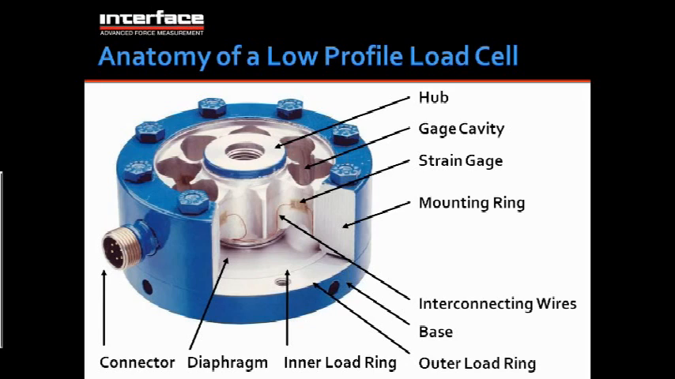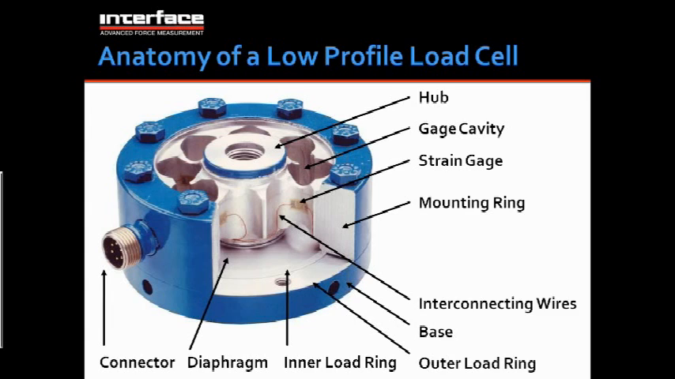Now let's talk a little bit about the anatomy of a low-profile load cell. In the center, we have what we call the hub, which in this case has a threaded hole all through it. These come in several configurations. Around the hub, we have what we call the gauge cavity, which is made up of bores and beams where the strain gauges are bonded to the flexure.